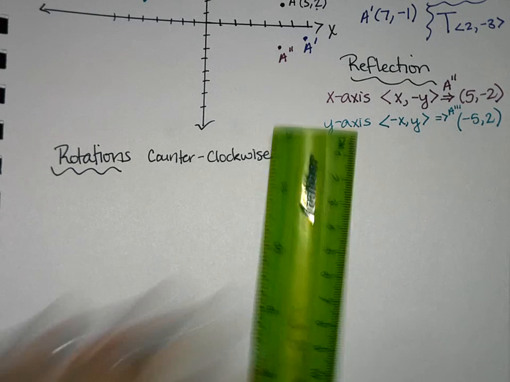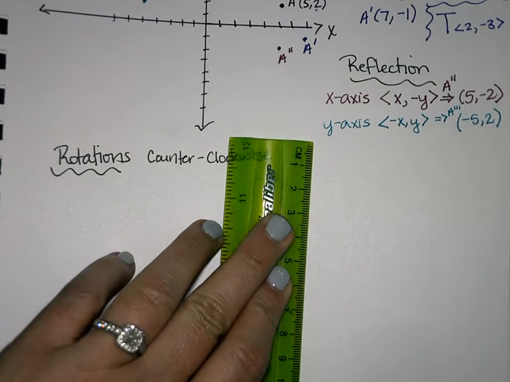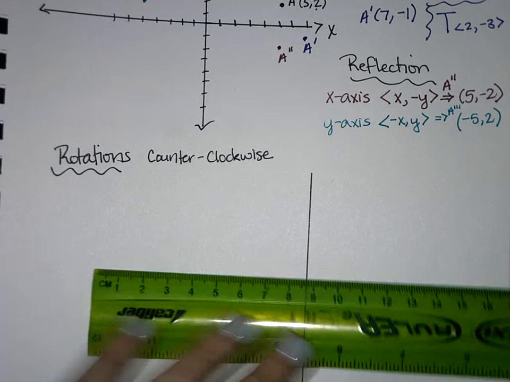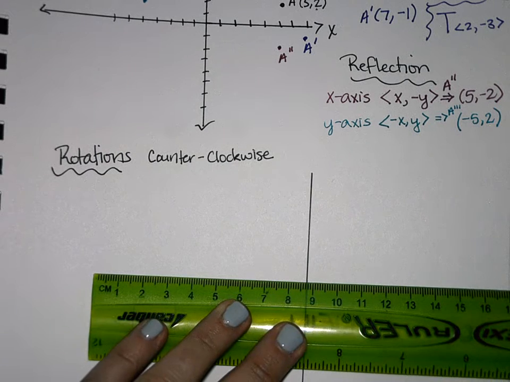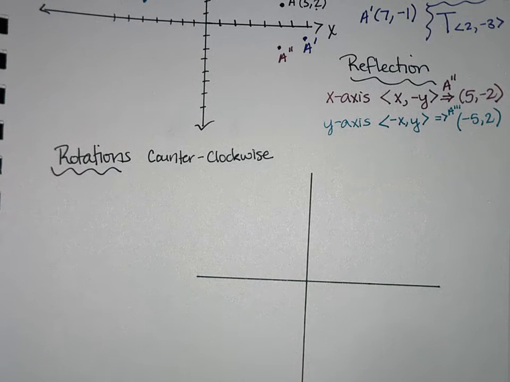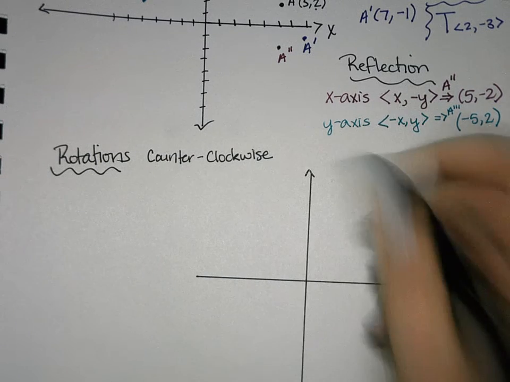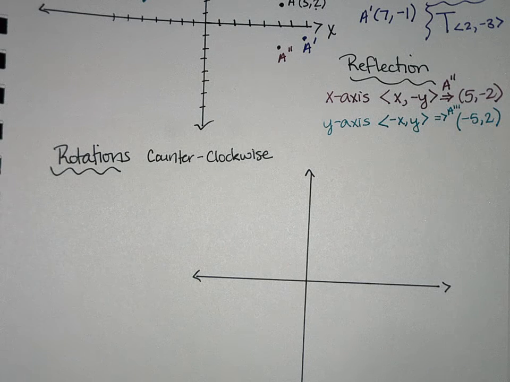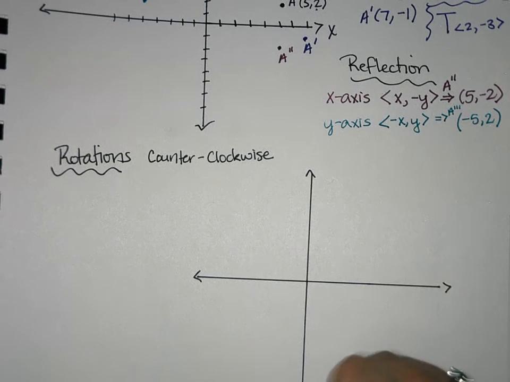Okay, so I'm going to draw another set of axes. And I'm going to make sure I go 6 in all directions.